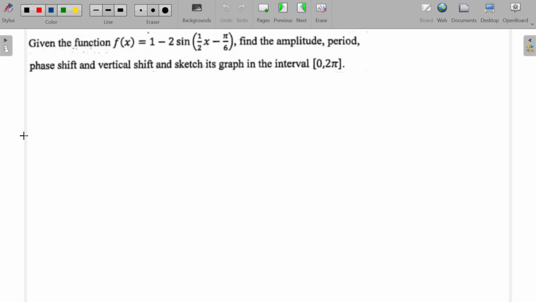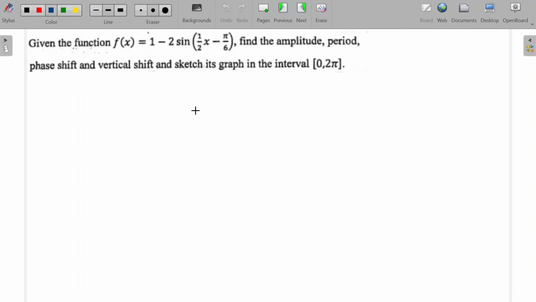This question is saying that given the function f of x is equal to 1 minus 2 sine (1 over 2 x minus pi over 6), find the amplitude, period, phase shift, vertical shift, and sketch its graph in the interval 0 to 2 pi. So this question altogether, if I was to calculate, it is about 7 marks: 3 marks for the sketch, 1 mark each for the period, the amplitude, and the phase shift, or 4 marks.